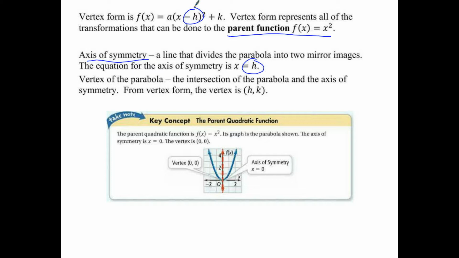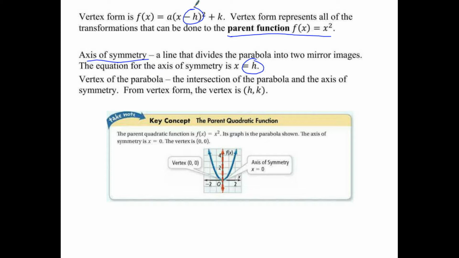The vertex of the parabola is the intersection of the parabola and the axis of symmetry. So the vertex is always going to be sitting on the axis of symmetry. Or I could say, if I know where the vertex is, then the axis of symmetry is always going to cut directly through the vertex. Okay? It doesn't have a choice because of the symmetry of the parabola itself. So if I know that, then I know that the x-coordinate of the vertex is the same as the number that's on the axis of symmetry and vice versa.